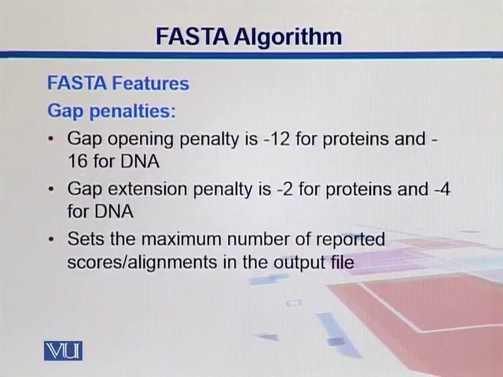The gap penalties are like this. Gap opening penalty is -12 for proteins and -16 for DNA, and extension penalty is generally -2 for proteins and -4 for DNA. And then it sets the maximum number of reported scores or alignments in the output files.